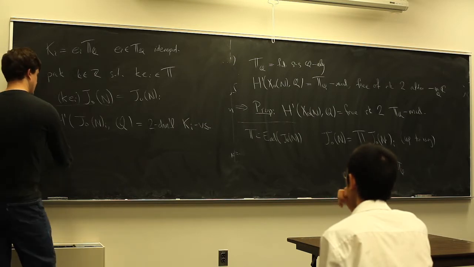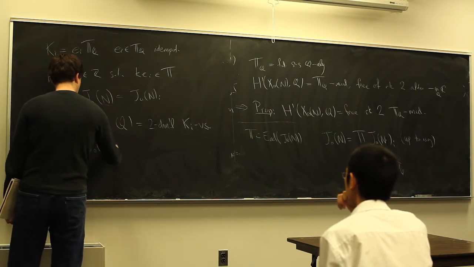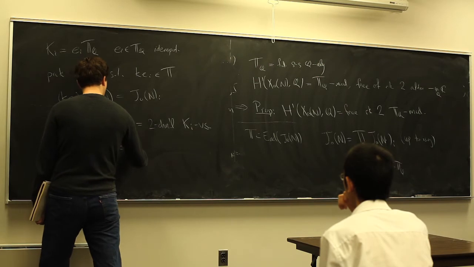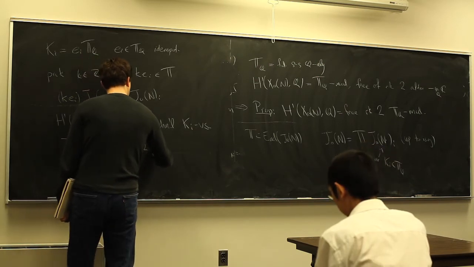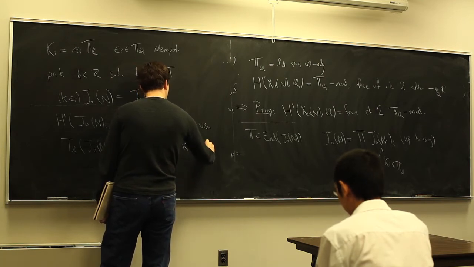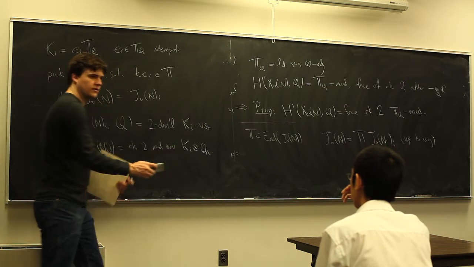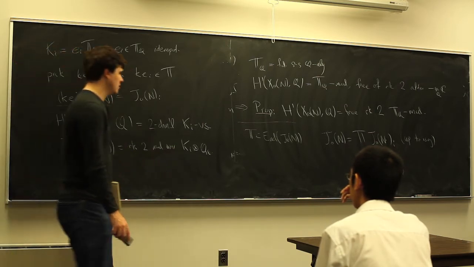And so that implies that its Tate module, if I look at, say, T_l of J_0(N)_i, is a rank 2 module over this K_i tensored with Q_l. And this thing may not be a field anymore, right? It could split up into a bunch of l-adic fields.